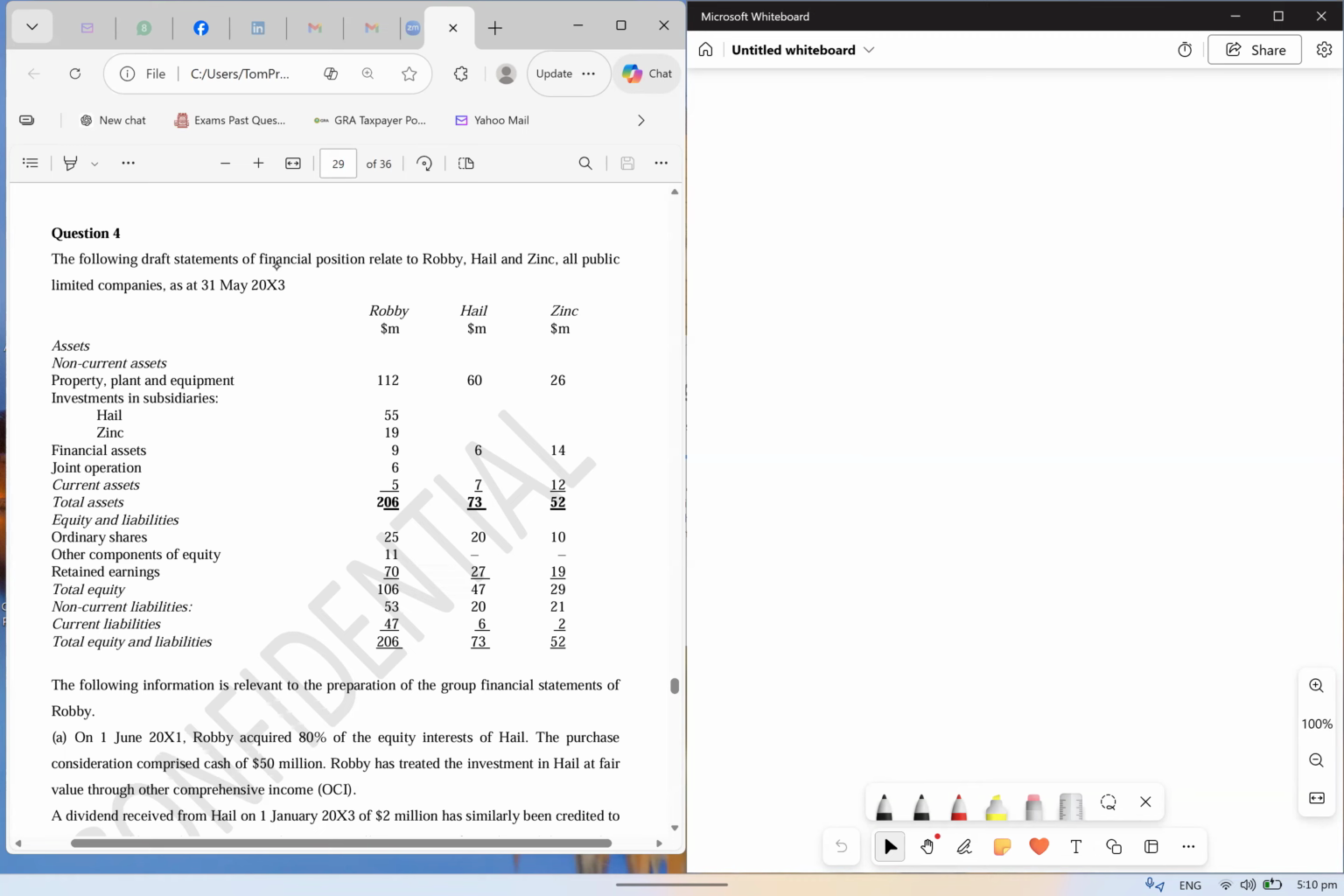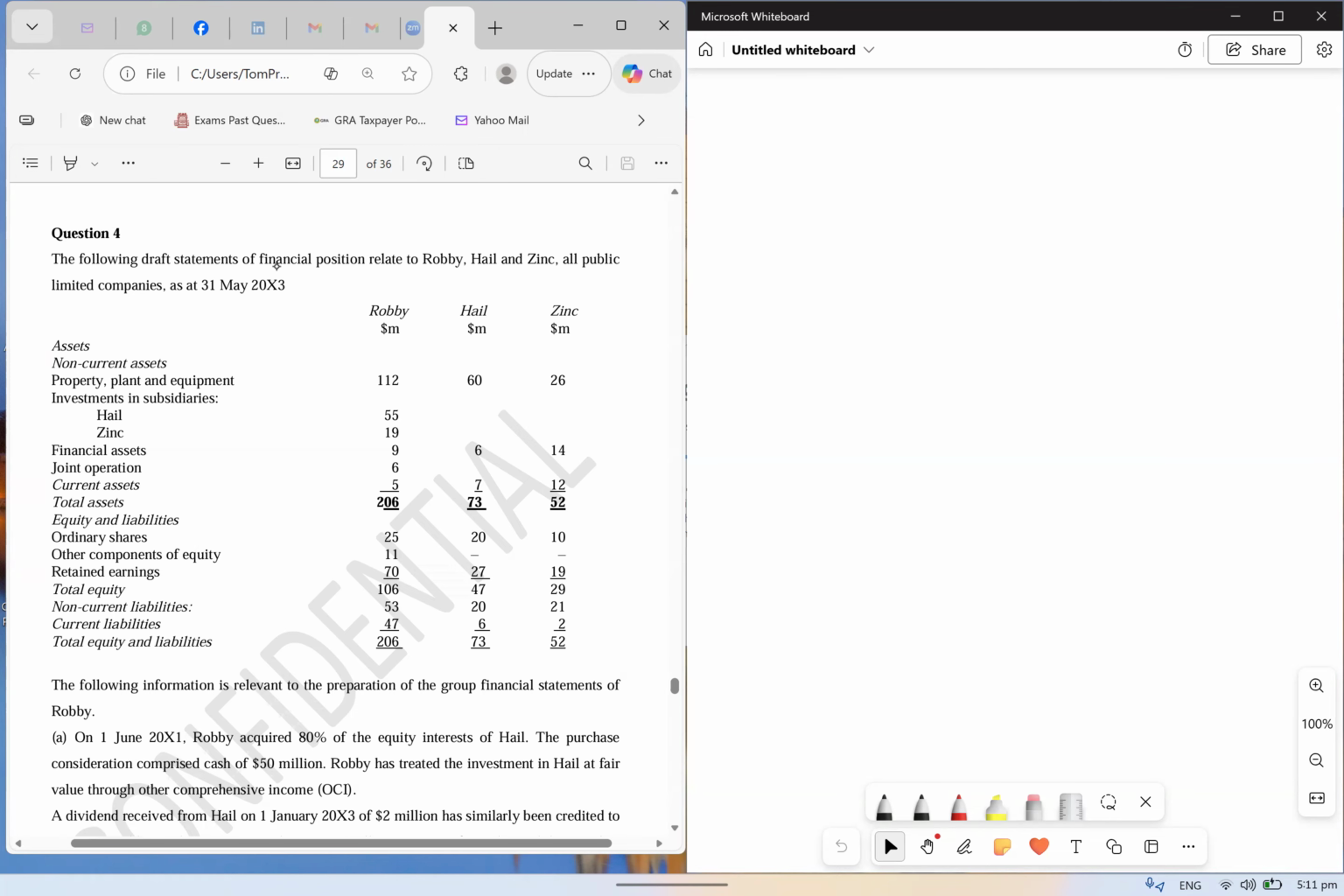Properties are there, investments are there. The investments have names attached to them, Hale and Zinc, so watch out. Financial assets are there, and joint operation. Joint operation is not something you are supposed to recognize as an asset, so you will see what will happen to it. Current assets, total assets, equity and liabilities, ordinary shares, other components of equity, all these things are there.